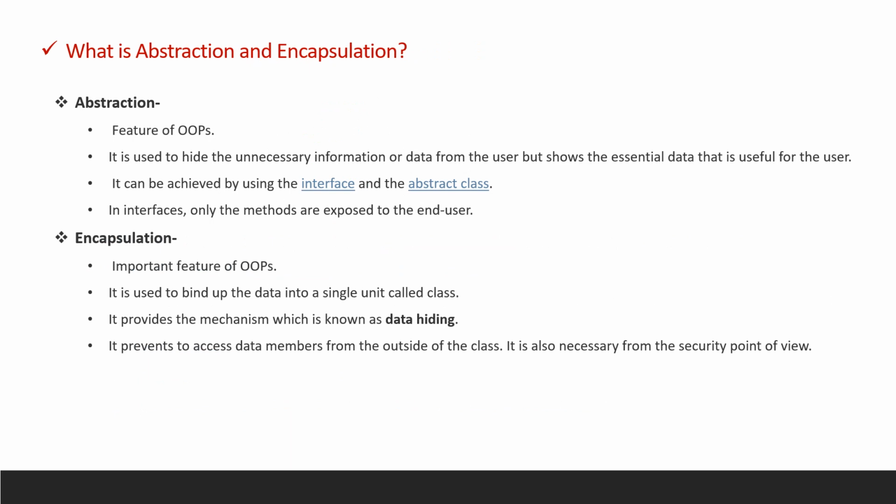Moving to the next question, again on the OOPS concept: what is abstraction and encapsulation in OOPS? Abstraction, as I said, is a feature of OOPS, and it is used to hide the unnecessary information or data from the user, but shows the essential data that is useful for the user.